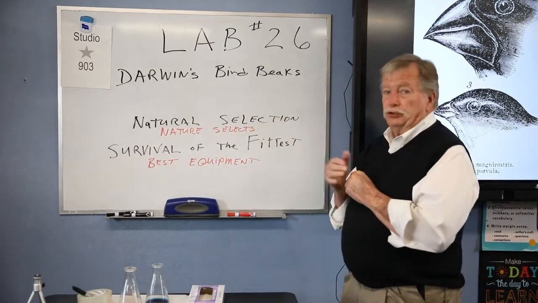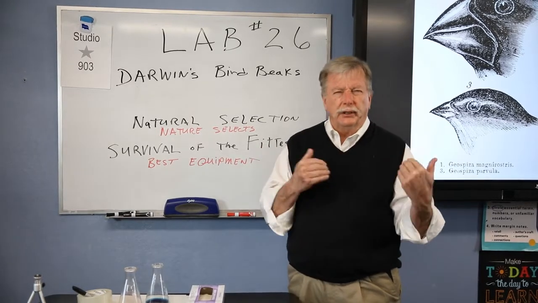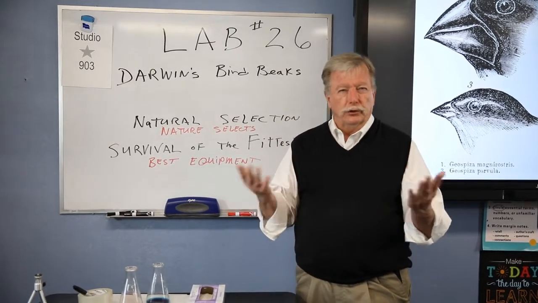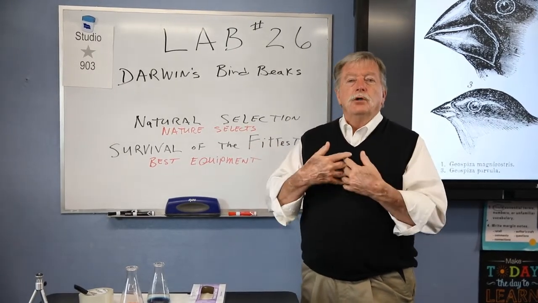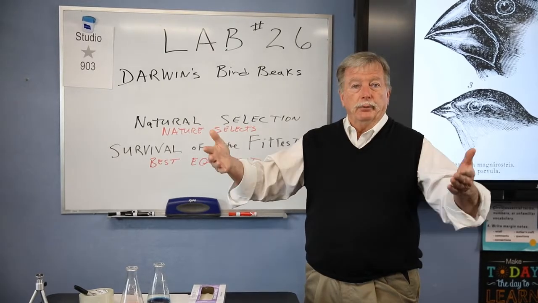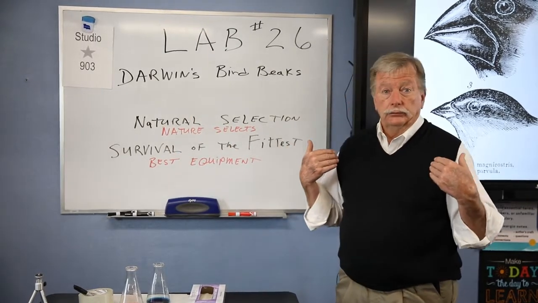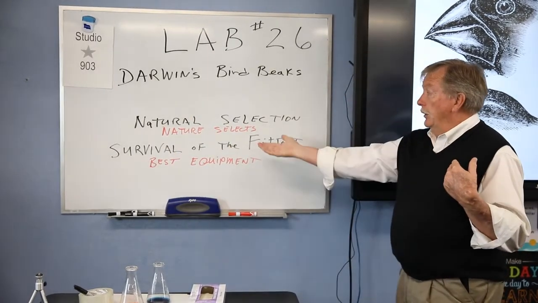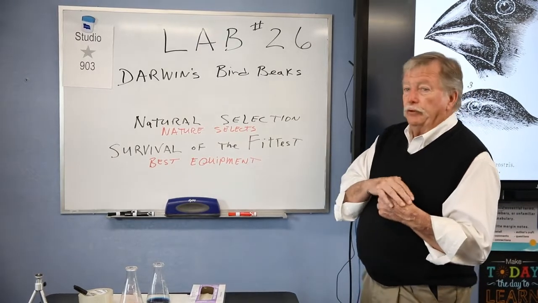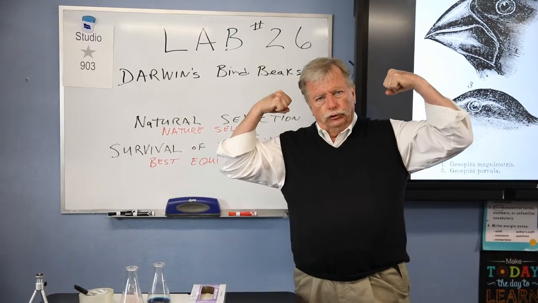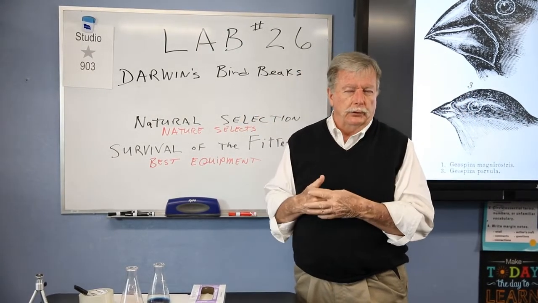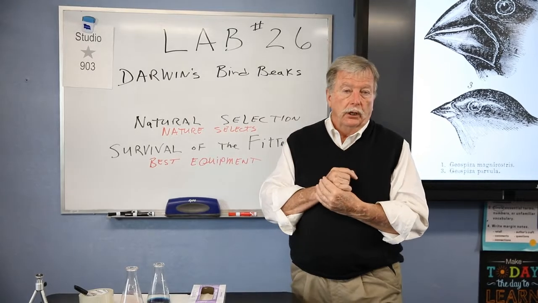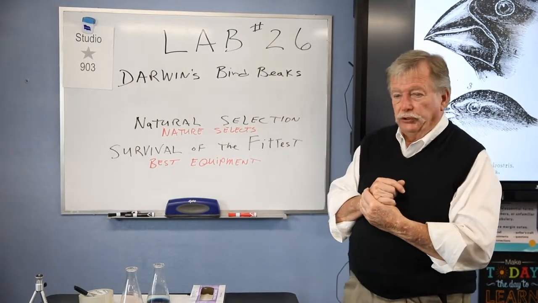Natural selection was Darwin's phrase that nature picks out who survives and who doesn't. Nature decides who's going to be fat and happy and have babies and go on, and who's not. He called that natural selection and the survival of the fittest. Not the strongest, but the one with the best equipment. He realized that at the Galapagos Islands off the coast of South America.